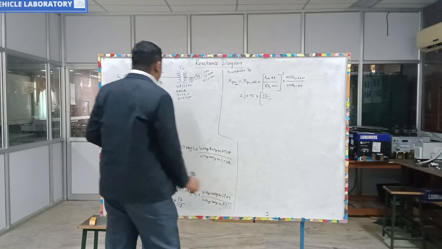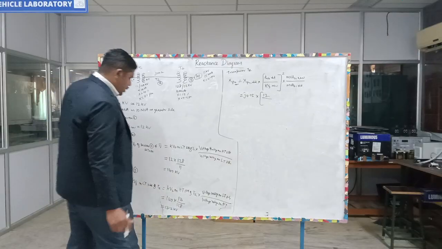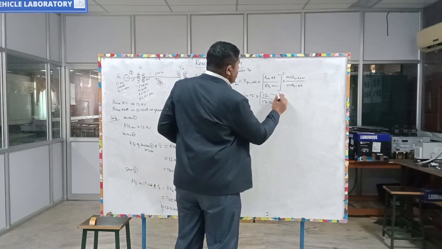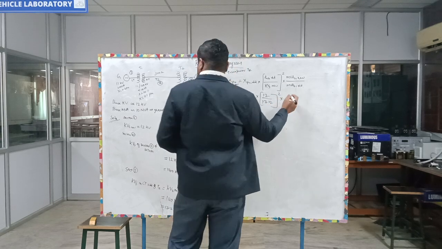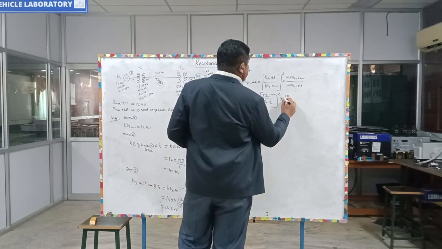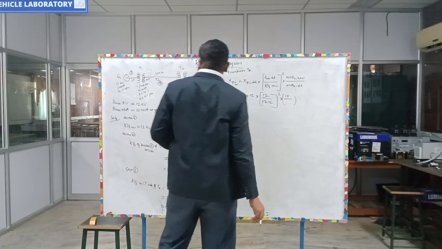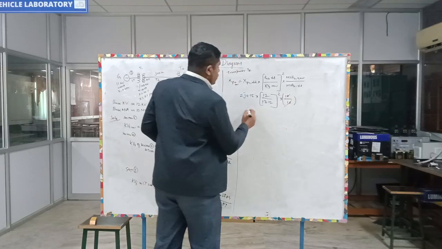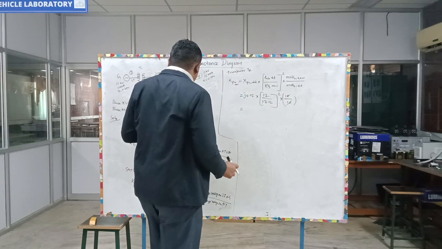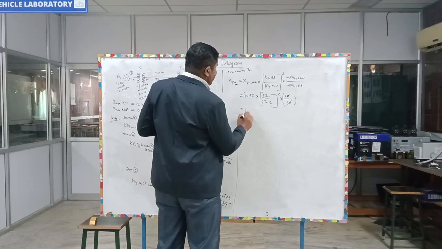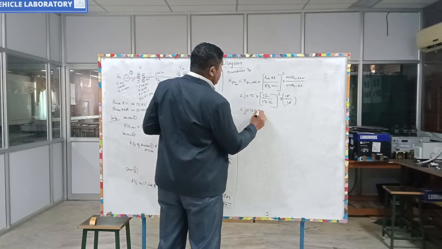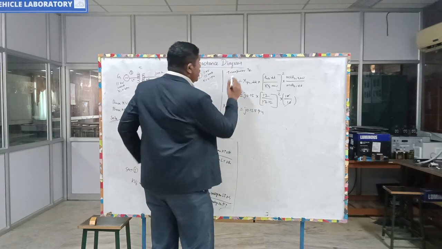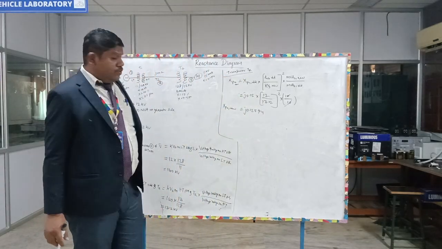The kV base new for section 3 is 13.12 kV, squared, into MVA base new, which is given in the problem as 10, divided by MVA base old, which is given in the problem here also as 10. So the transformer T2 will give you j0.25 per unit. This is X per unit new for transformer T2.